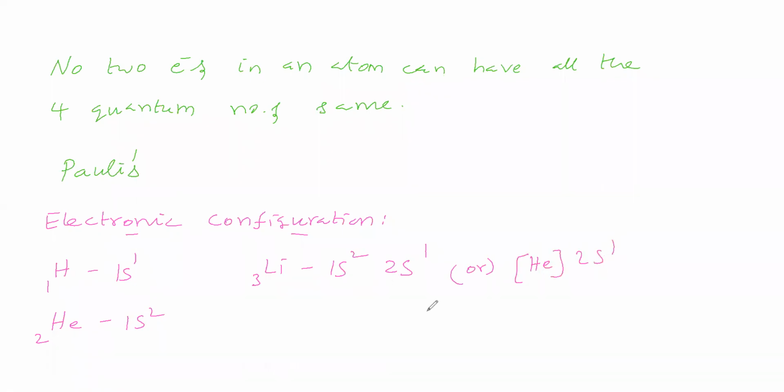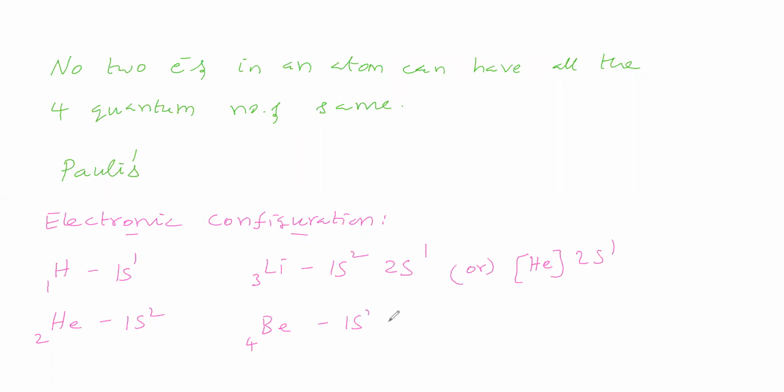That is the configuration of lithium: helium 2s1. The helium core does not go for chemical reaction. The 2s1 goes for chemical reaction. So from lithium, one electron goes for chemical reaction. This electron is called the valence electron, and this 2s1 is called the valence shell. Okay. Next we will take beryllium, atomic number 4.